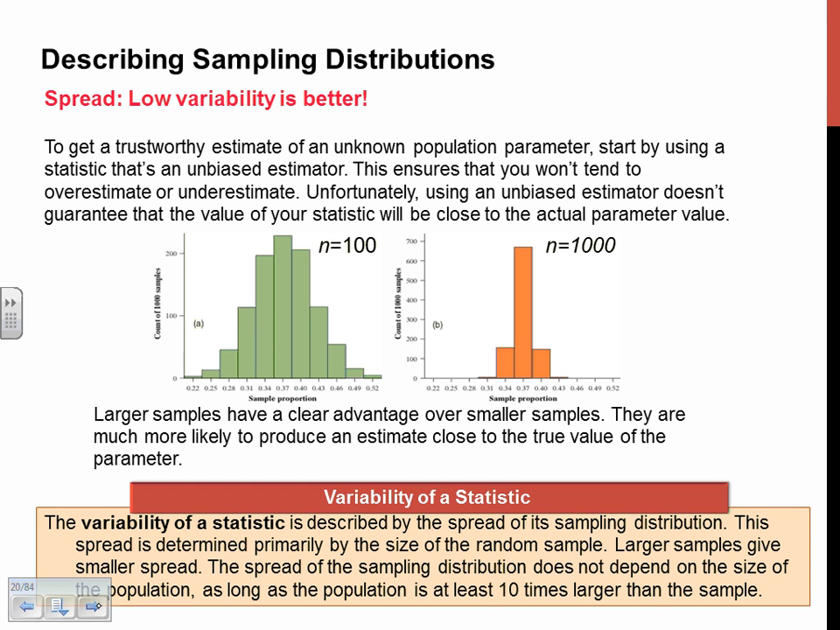So here the variability of a statistic is described by the spread of its sampling distribution. This spread is determined primarily by the size of the random sample. Larger samples give smaller spread. The spread of the sampling distribution does not depend upon the size of the population, as long as the population is at least 10 times larger than the sample. That's what we've talked about to be independent, that 10 times larger than the sample. So 10n, the population has to be at least that. Okay, so 10 times n, the number of your sample, has to be less than or equal to the population.